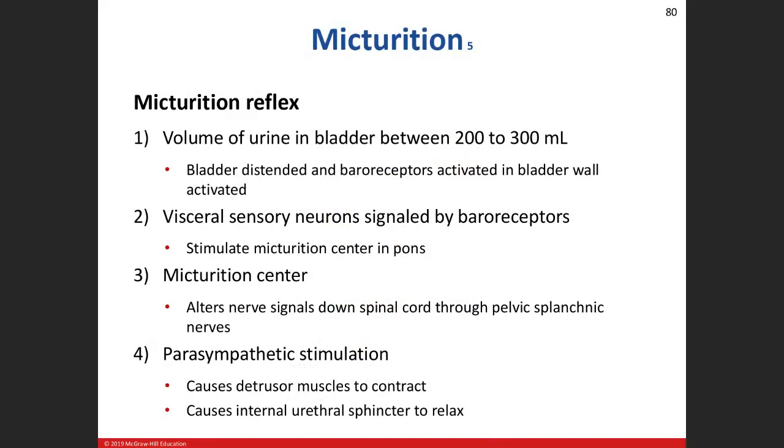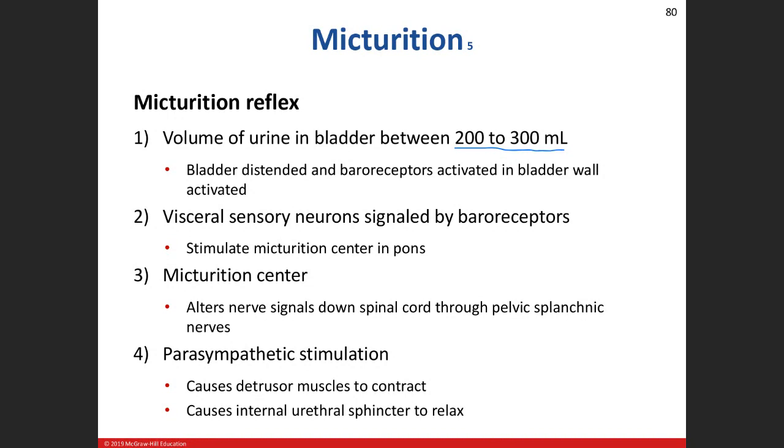So next is the micturition reflex. Now our bladder is starting to fill up, thanks in part to the storage reflex. We get up to about 200 to 300 milliliters. Just to let you know, a can of Coke is 355 milliliters. So that's the volume we're looking at to start to get that feeling of, hey, I might have to pee. Because as we fill the bladder, we stretch the walls of the bladder, the baroreceptors in the wall will be stimulated, and now we start to undergo the reflex of micturition.